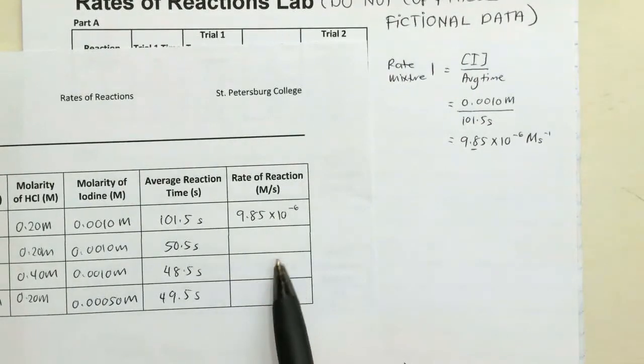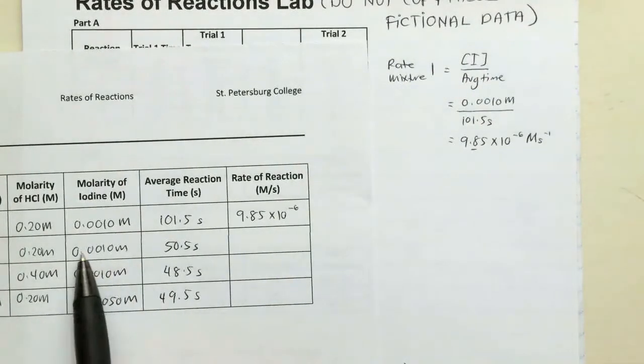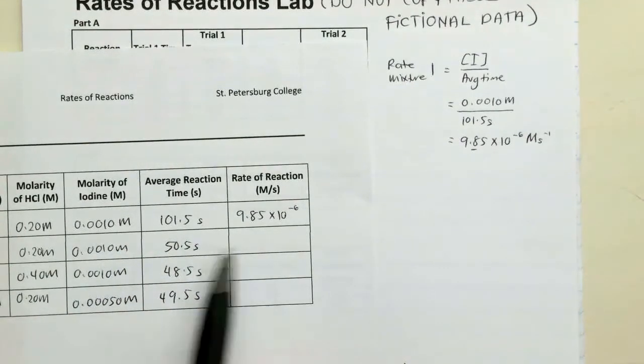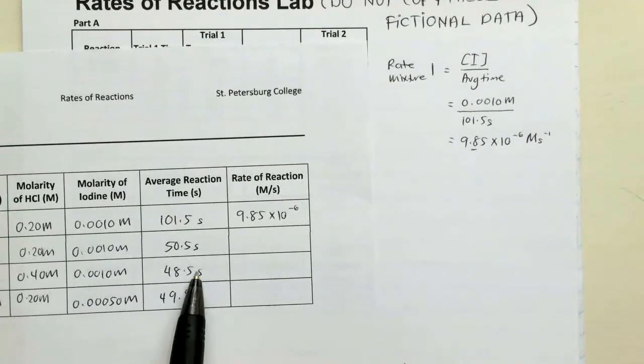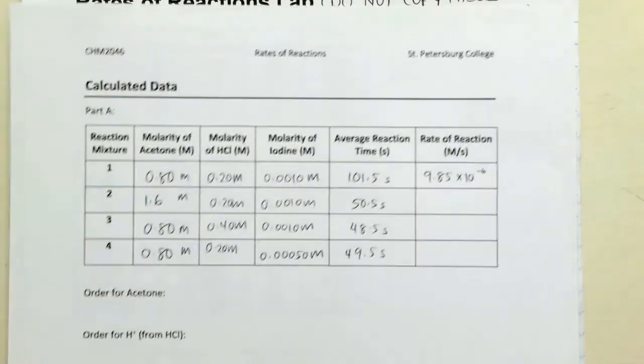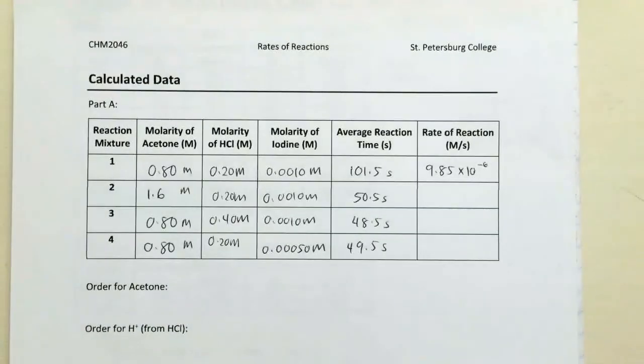And then you continue with the rest, okay? To get your rates, you take the molarity of iodine divided by this time, and that goes here. Molarity of iodine divided by this time, that goes here. Molarity of iodine divided by this time, that goes here. So that's how you would get your rates, okay? Go ahead and finish that.